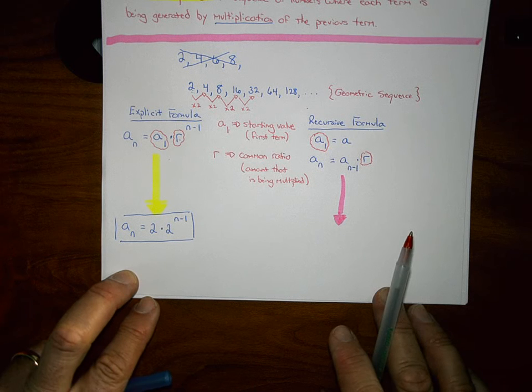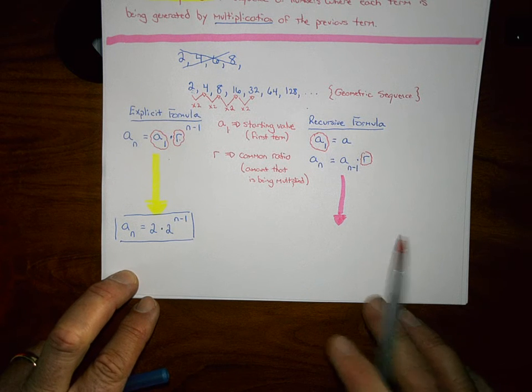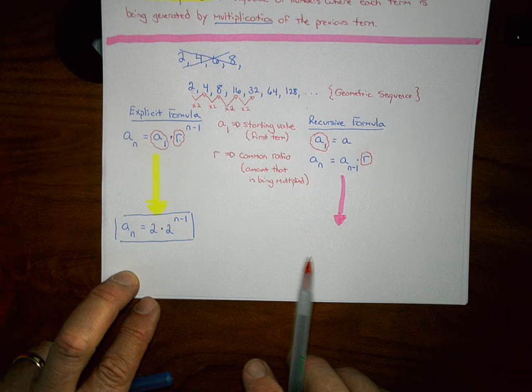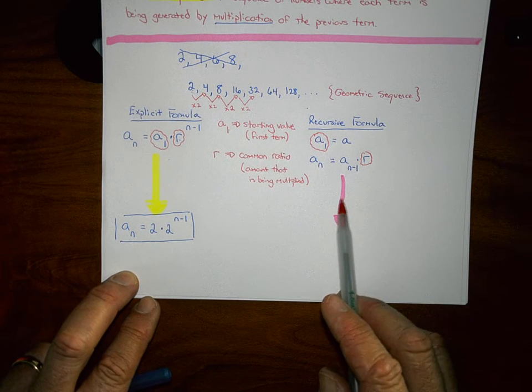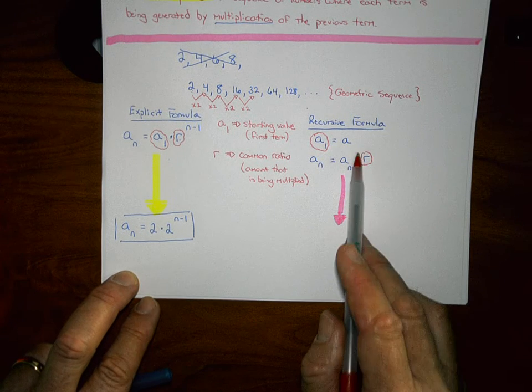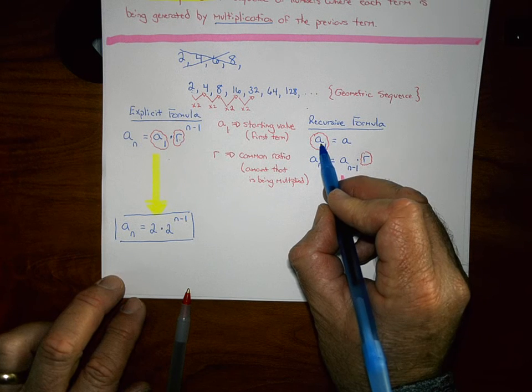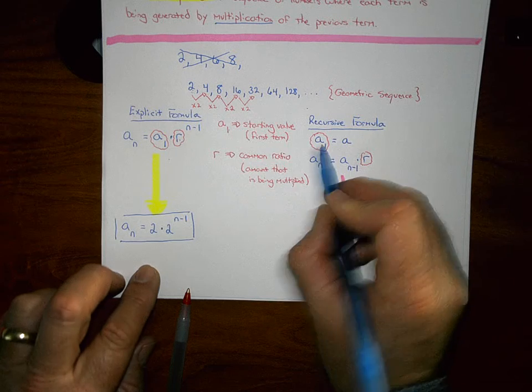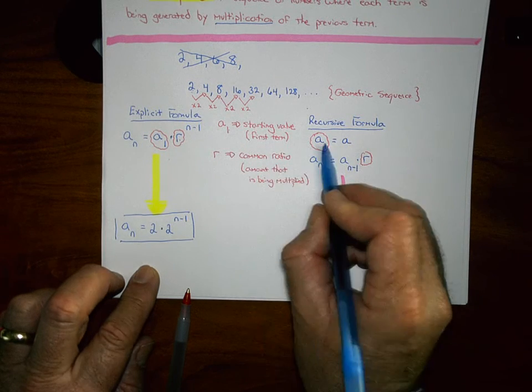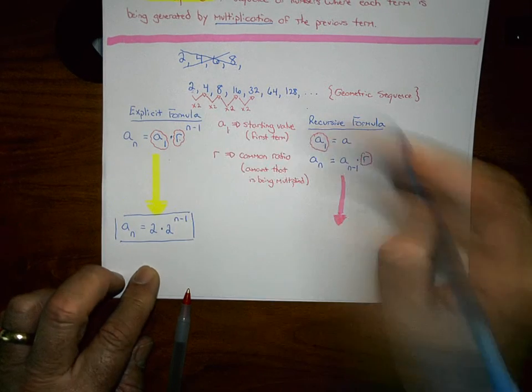Absolutely, Megan, that was good. Wonderful. Shannon, do you agree? Yeah, I agree too. Okay, so how do we write the recursive formula? I'm going to put a number in for a sub 1. Well, what is a sub 1? It's the starting value. What's the starting value? It is 2. So I'm going to write 2.